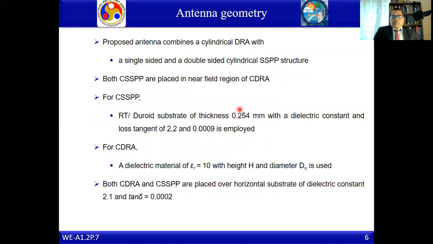As far as the material used for the antenna realization, for the cylindrical SSPP structures, we have used RT Duroid of thickness 0.254 millimeter, dielectric constant of 2.2, and loss tangent of 0.0009. And for the cylindrical ring DRA, we have used Eccostock high K material of dielectric constant epsilon r equal to 10, and the dimensions of the cylindrical ring DRA are given by height h and diameter d naught. Both the cylindrical DRA and the cylindrical SSPP structures are placed over a horizontal substrate of dielectric constant 2.1 and loss tangent 0.0002.